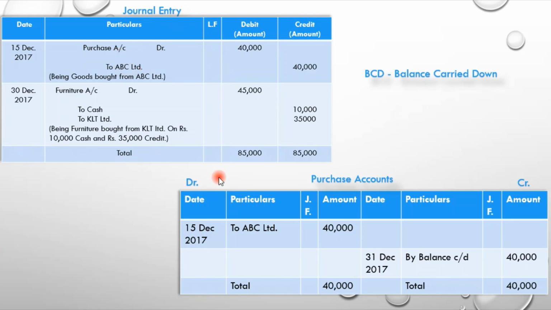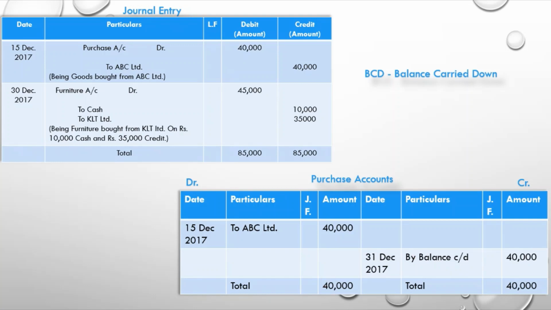So ABC Limited you have to put here. JF, you have to put the journal folio number here, and then the amount 40,000. So closing the balance here, we have got 40,000 total. So balancing this side, I am closing on the last date of the month by balance CD. As you can see here, balance CD means balance carried down.